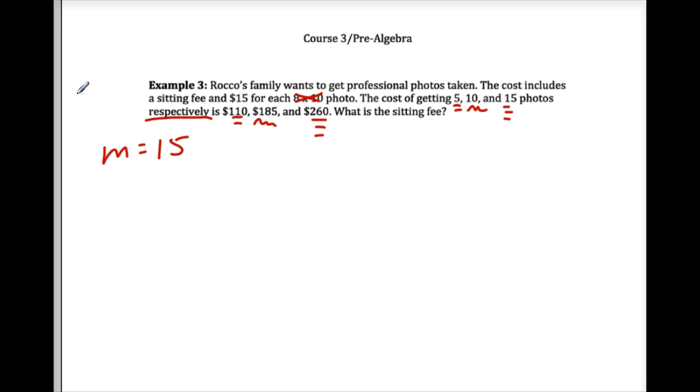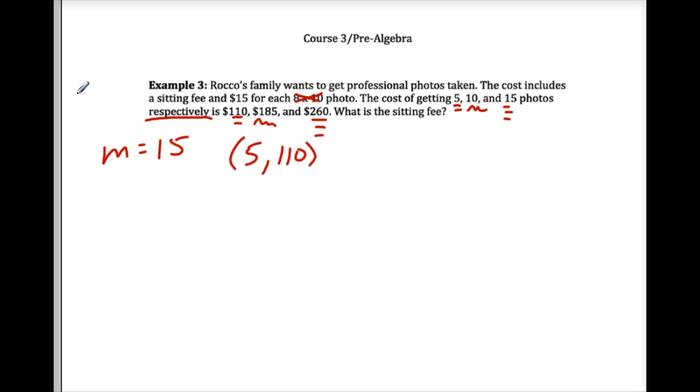Every 5 photos is $75. Well, we don't know the sitting fee. Every 5 photos is, comma, $75. Is a what? Is a point. You know 3 points. Choose the smartest, the easiest one to deal with. 5 photos cost $110. 5 is the independent variable, 110 is the dependent variable, because the money depends on the number of photos you get. You totally could have used 10, 185 or 15, 260. Then your numbers get too big.